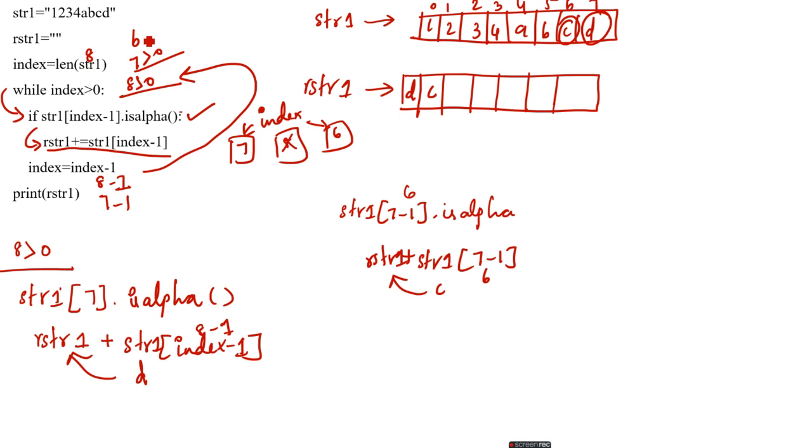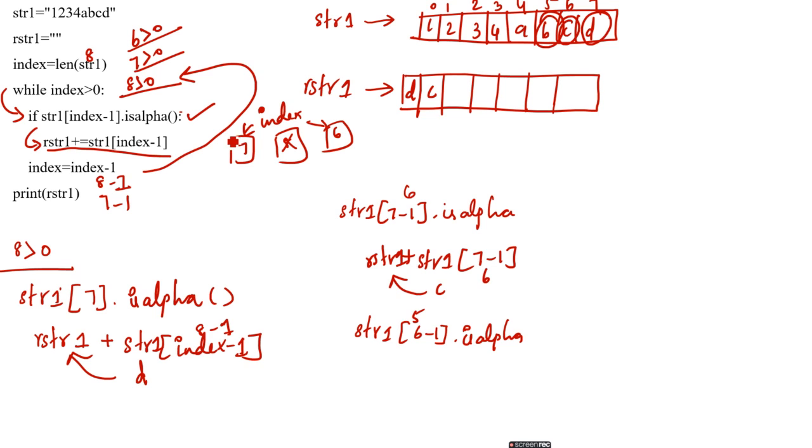Again, we will check 6 is greater than 0. The condition is true. We will come inside the loop. Then inside the loop, we are having an if condition. Then we will check the if condition. str1 of index, 6 minus 1, dot isalpha. 6 minus 1 is 5. We have to check str1 of 5. That is B. It is an alphabet.